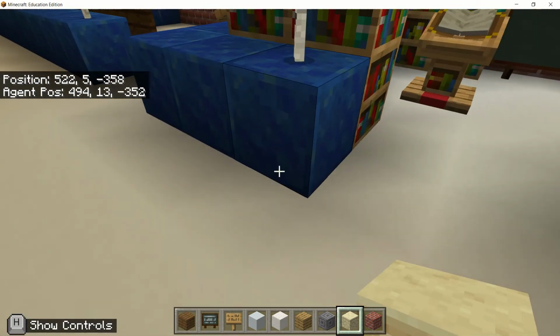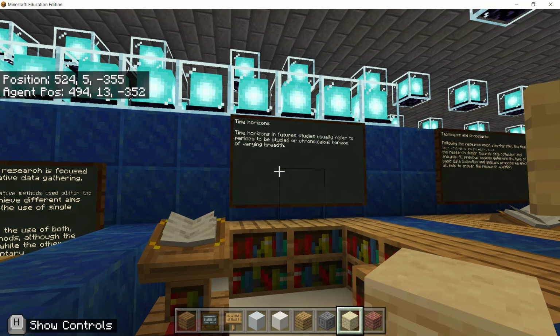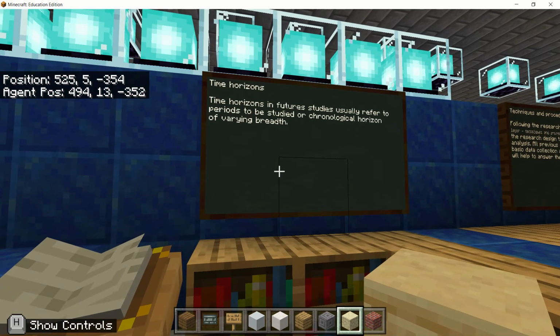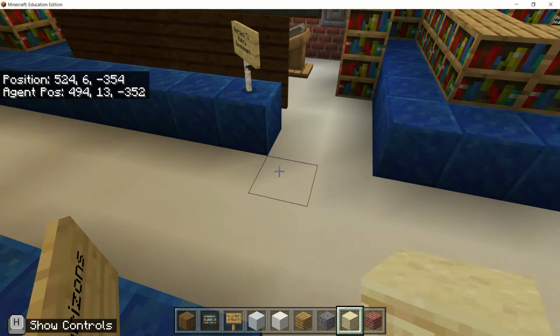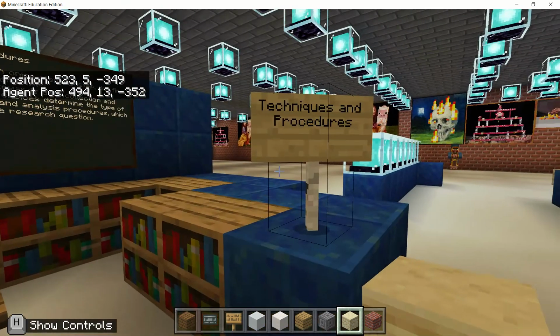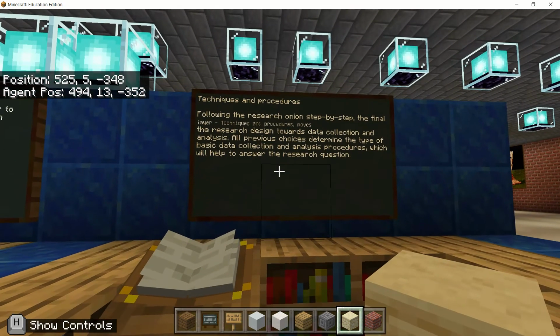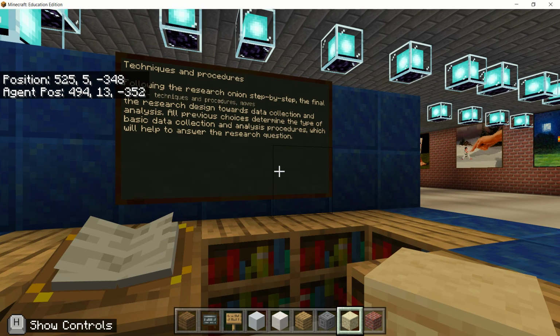Right now we'll go into the next room where we will learn about time horizons. Time horizons in future studies usually refer to periods to be studied or chronological horizons of varying breadth. Right now we'll be going into the last layer of the research onion, which is techniques and procedures. Following the research onion step by step, the final layer, techniques and procedures, moves the research design towards data collection and analysis. All previous choices determine the type of basic data collection and analysis procedures which help answer the research question, and that is all.